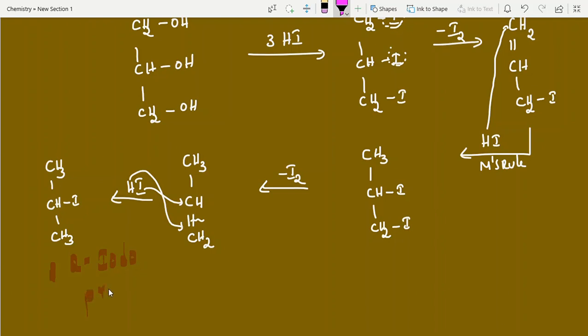2-iodopropane. Okay, write the name, students. It's not clearly visible because I have changed the marker, so I will change it. 2-iodopropane. Please go through that.